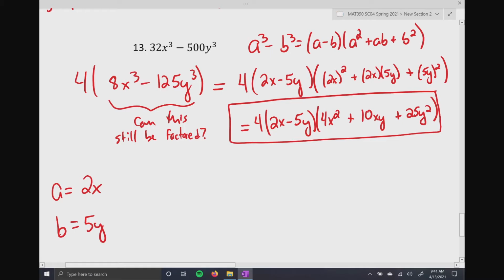Now, I don't know about you. Although this problem looked a little difficult, it wasn't that bad. And also, I think my handwriting looks really, really good, because I'm taking my time. I'm not rushing. I'm writing large. Okay? I just have one question. Go for it. Where did the 4 come from? I factored it out. Factored it out from what, though? 32x cubed minus 500y cubed.